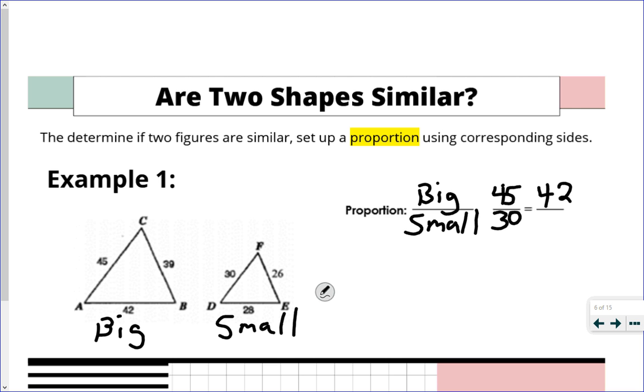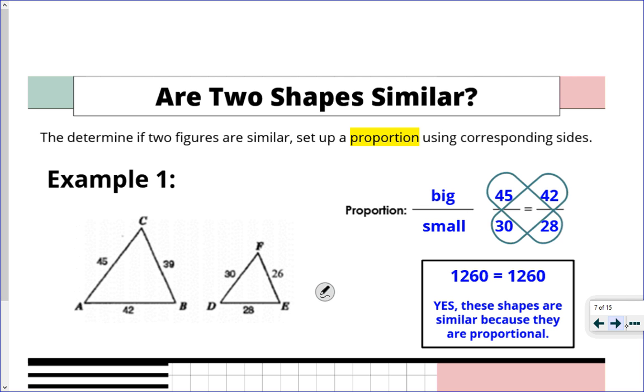And since I picked AB, what corresponding side am I going to pick for this bottom? Yes, DB. So that measurement is 28. So now if you cross multiply these, and you get the same answer, that means that these shapes are proportional. I mean, the sides are proportional, and it means that the shapes are similar.